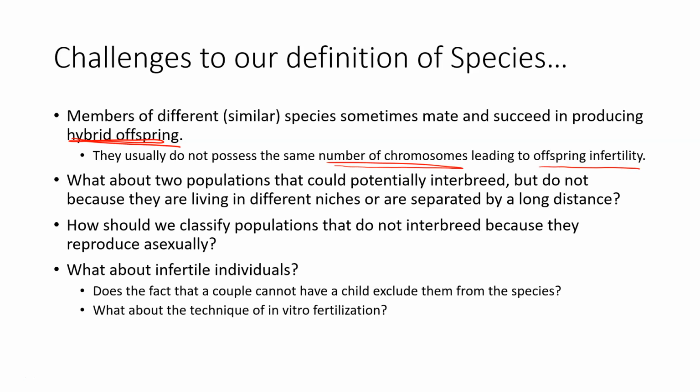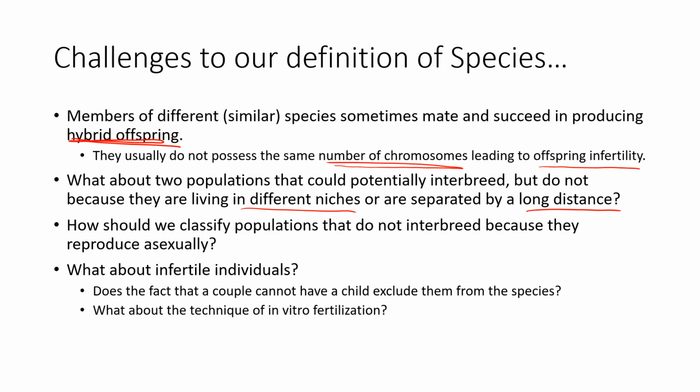What about two populations that could potentially interbreed, but do not because they are living in different niches or separated by long distance? We call that reproductive isolation. We've talked about that in the past when we went through evolution. We know that geological or geographical things like rivers and canyons and oceans and lakes can reproductively isolate different populations of organisms. And so even if they have the potential and capability of interbreeding, sometimes they don't because they're separated by long distance and therefore cannot actually meet up with members of their same species. And so even though they can, they don't, which throws a little wrench in this definition of species.